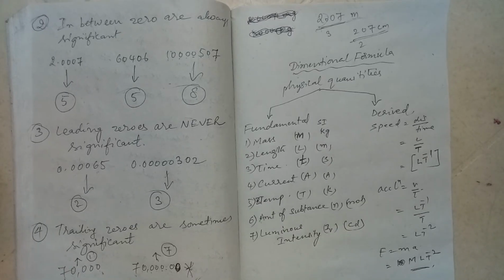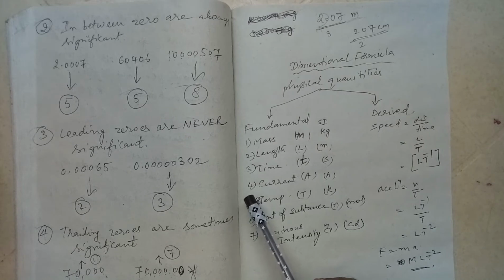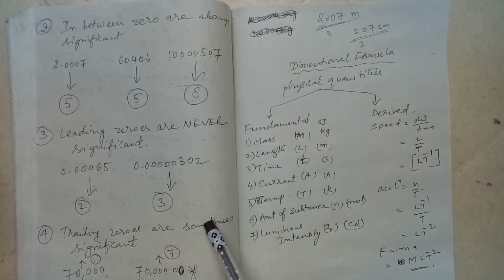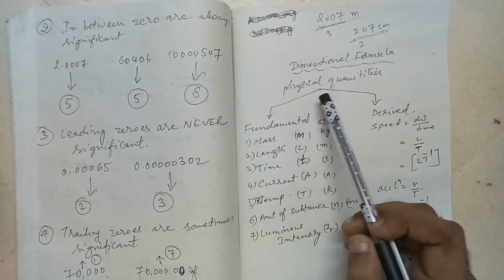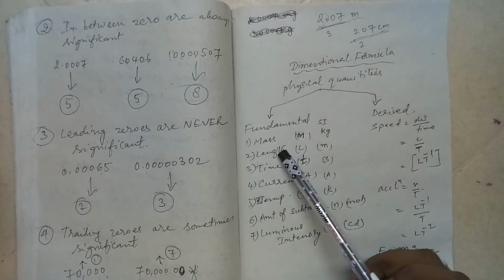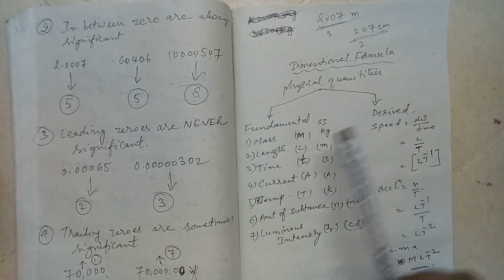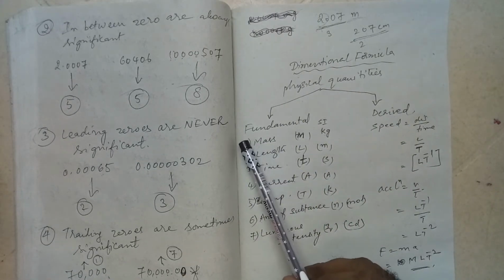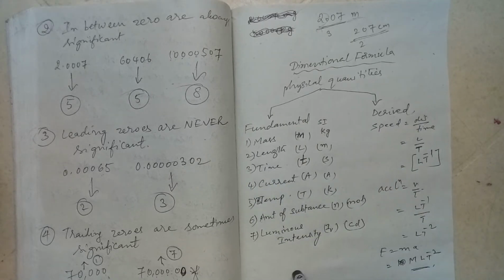Let's study dimensional formula. This comes under the chapter units and measurement, and it is very important. Basically, in physics we study physical quantities, and these physical quantities come under two branches. One is fundamental quantities and another is derived quantities.